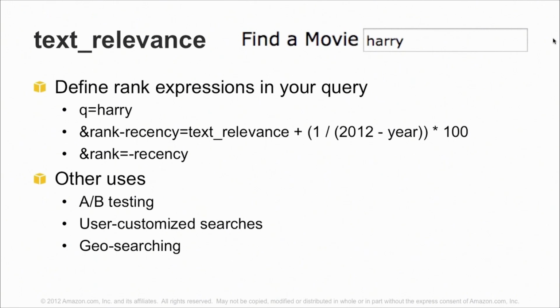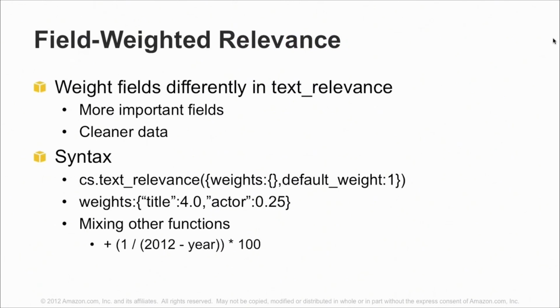So coming back to our example, we're going to look at another feature that we've recently released, which is called field-weighted relevance. This allows us to weight the value of different fields differently in the text relevance calculation. And we'd use this where we have some fields that are more important. For instance, in a movie database, we know that the title matches are going to be likely more important than matches in a description or in an actor. And we can also allow data fields that are cleaner or that are generated internally as opposed to user-generated to have more weight in the text relevance calculation.